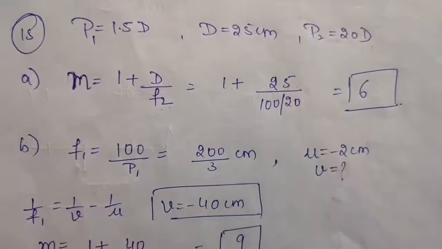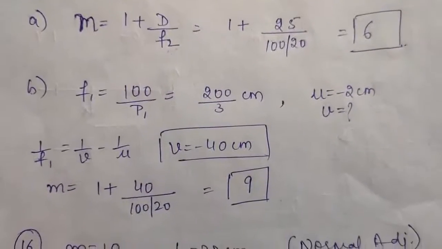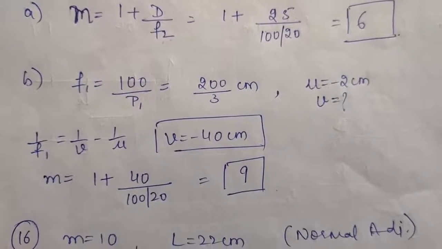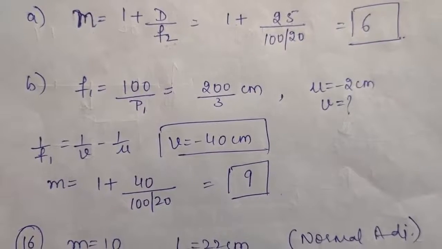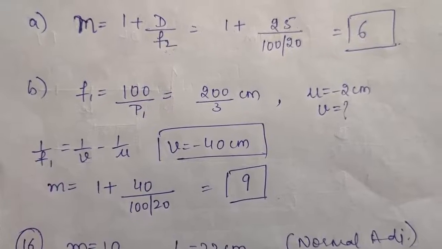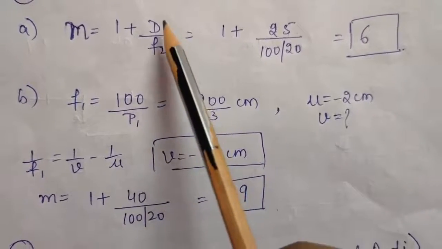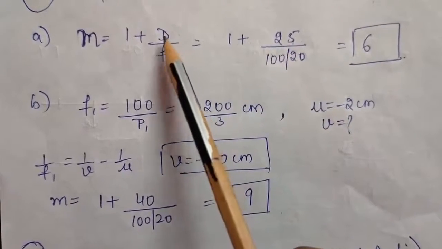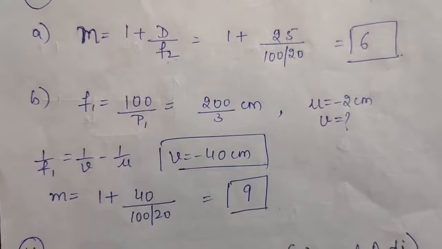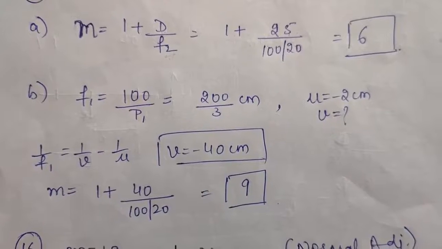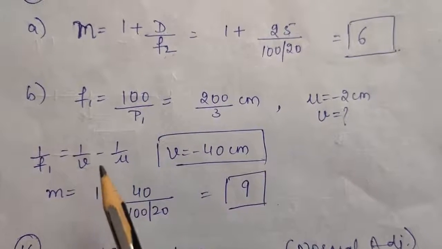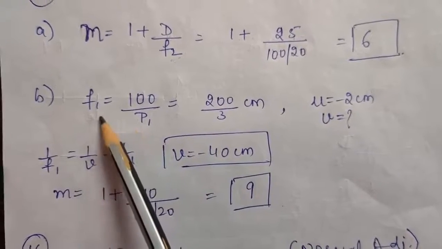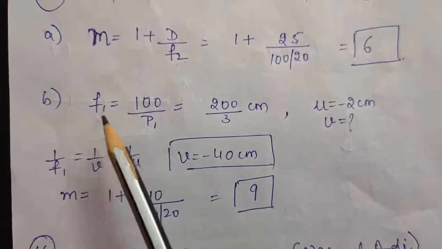But now in the second case, it is given that he sees through the microscope without using the glasses. So now when he is not wearing the glasses, the only difference will be that this value will not remain 25. So first of all, we have to calculate this value, that is, we have to calculate V first. For that, first of all, let us calculate the focal length of the glasses which he is using.